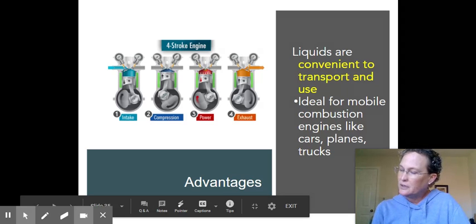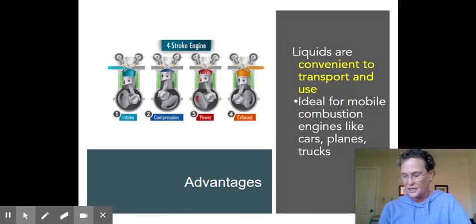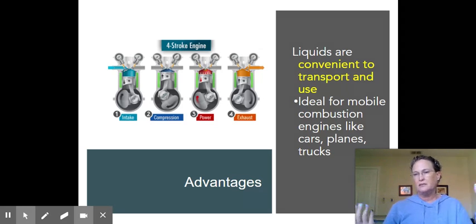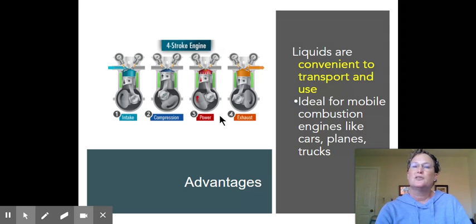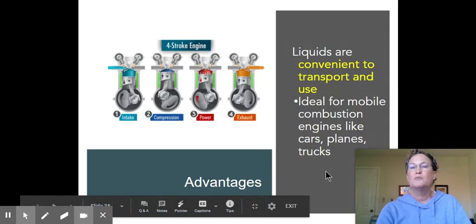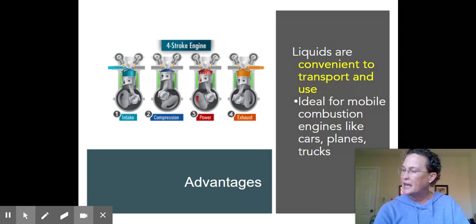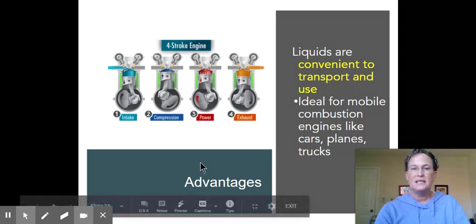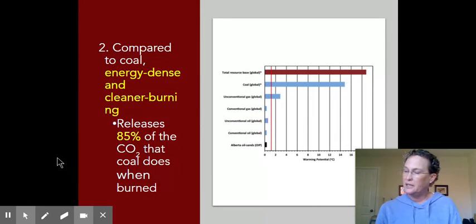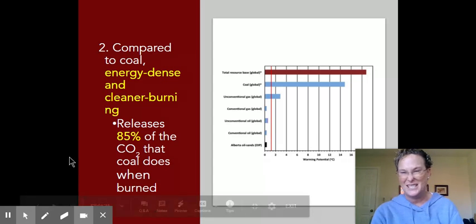Okay, so we are into the advantages and disadvantages of petroleum or oil. So I might use those interchangeably, okay? Liquids are convenient to transport and use, so they're ideal for mobile combustion engines like cars, trucks, and planes. That's an advantage of petroleum. A second advantage is that compared to coal, it's energy dense and cleaner burning. So it releases 85% of the CO2 that coal would when burned. So it's better for the environment than coal. Still not good though.